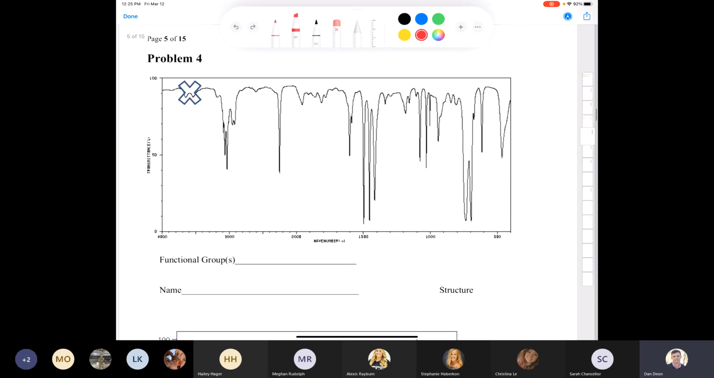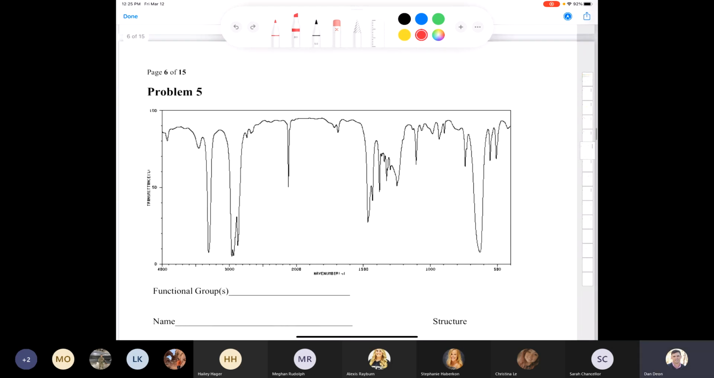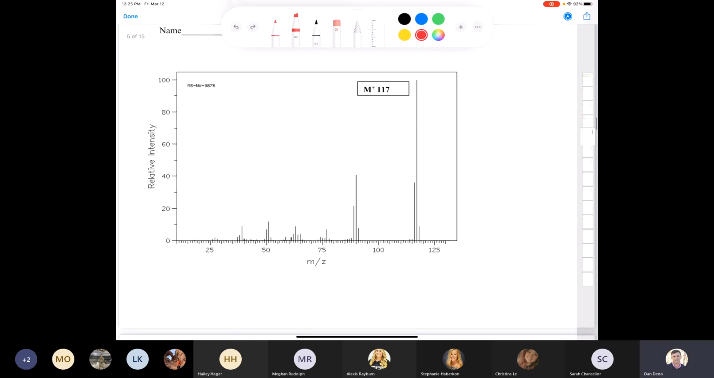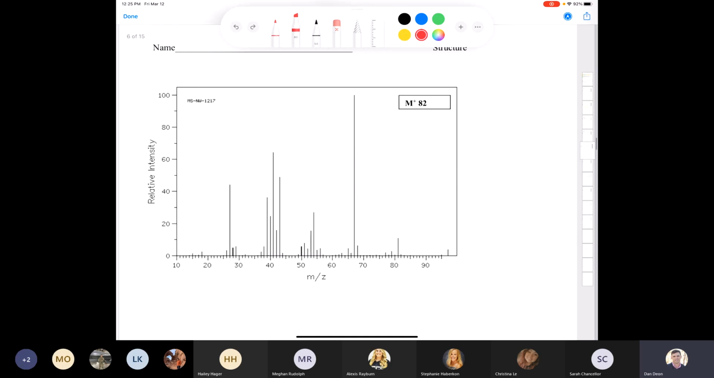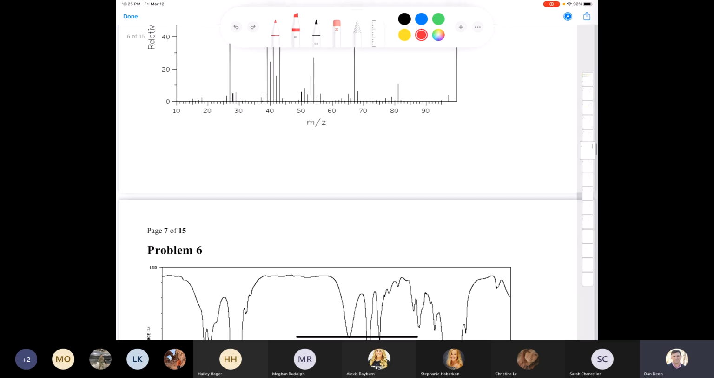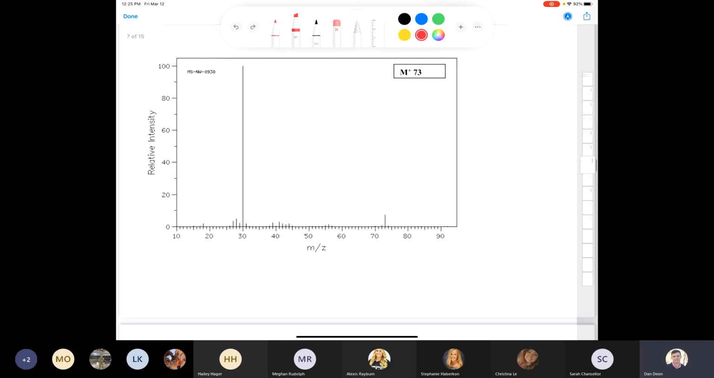Problem number 4. There's also something crossed out here that you can ignore. But you see there's lots of other interesting absorbances here, maybe even down here. And there's the molecular ion. Got a mass of 117. Number 5, nothing crossed out there. Have a good molecular ion. Number 6, nothing crossed out in number 6.